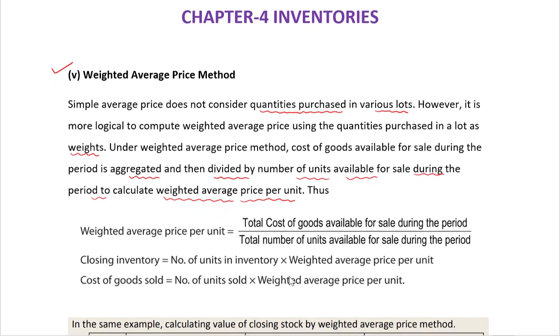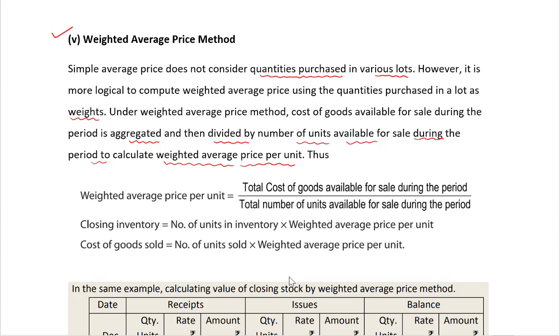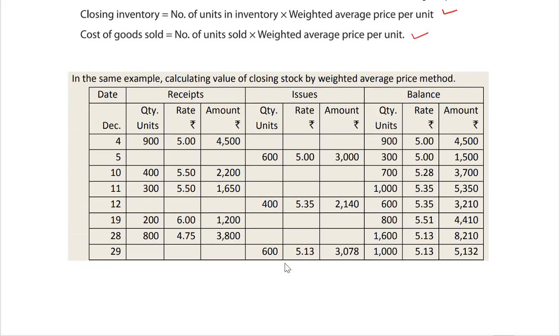Closing inventory equals number of units in inventory multiplied by weighted average price per unit, and cost of goods sold equals number of units sold multiplied by weighted average price per unit. If we multiply these two things, we'll get cost of goods sold. Let us see an example. In the same example, that is illustration 1, calculate value of closing stock by weighted average price method.